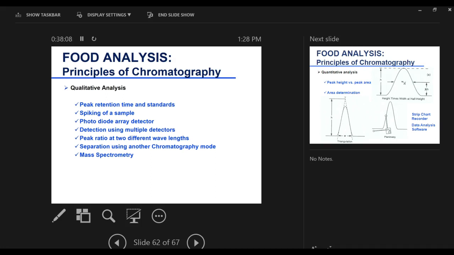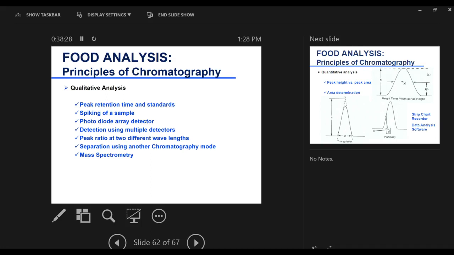So in order to identify, the first thing you would do is look at the retention time of the peak of interest, of the solute of interest, and what you think is the standard for that peak. So if the retention time is similar, that's your first mode of identification.